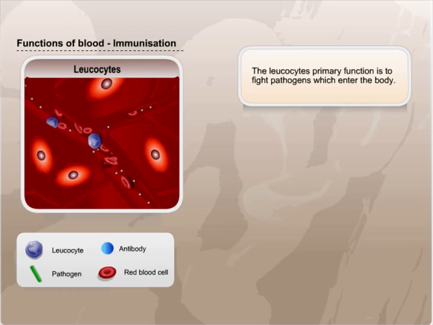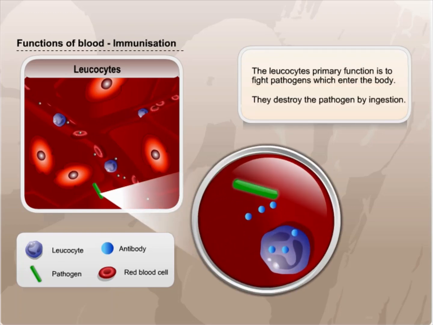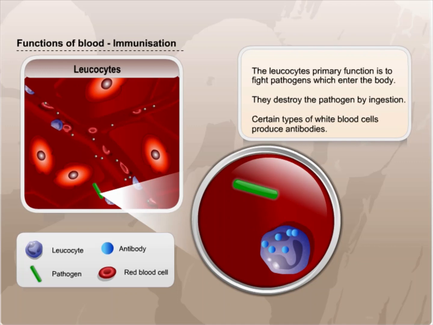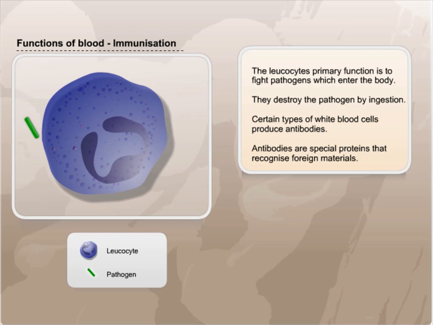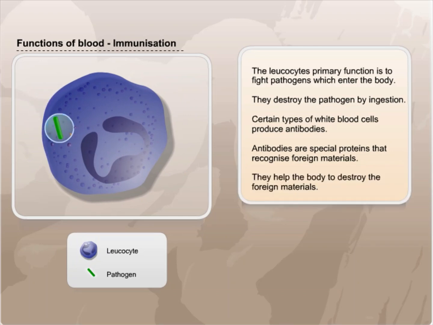The leukocytes' primary function is to fight pathogens which enter the body. The leukocytes move in and out of the bloodstream to reach affected tissues. They destroy the pathogen by ingestion. Certain types of white blood cells produce antibodies. Antibodies are special proteins that recognize foreign materials. They help the body to destroy the foreign materials.